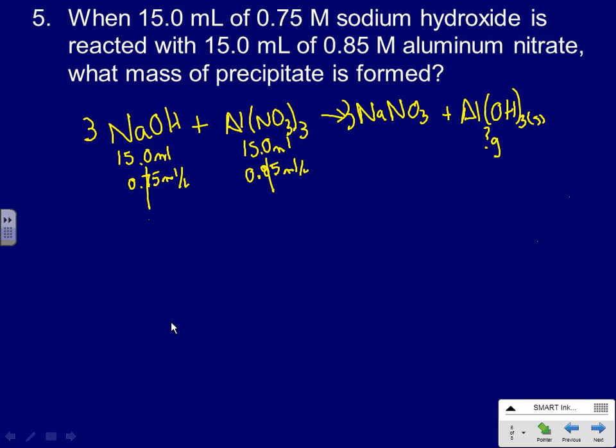And you'll notice I've got information about both of the reactants. What do I have to do? Just pick one and just go? No, we don't just pick one and go. What do we call this problem? It's a limiting reagent or a limiting reaction problem. We got to figure out which one we have to use.